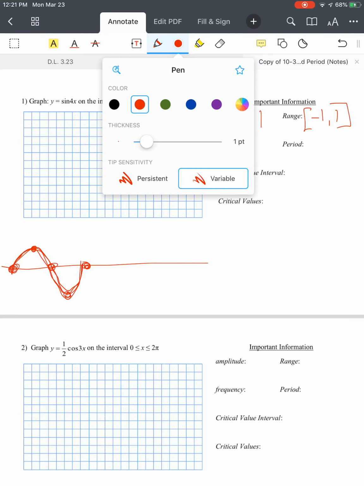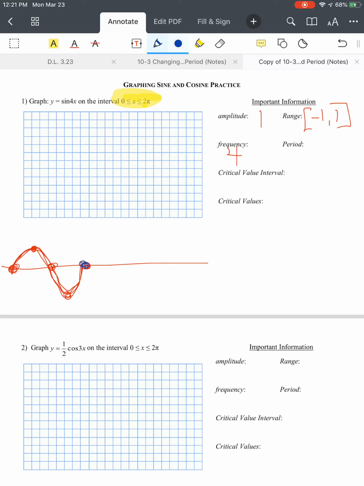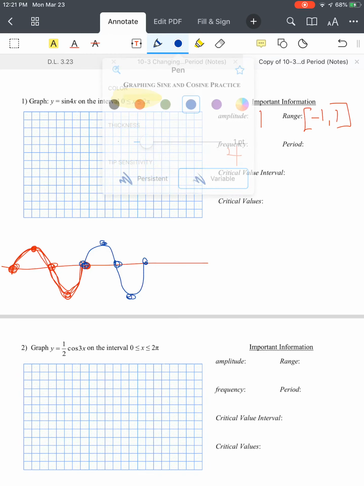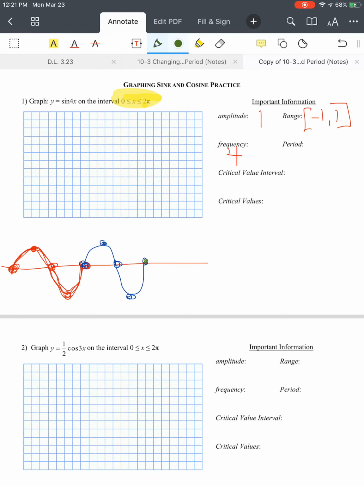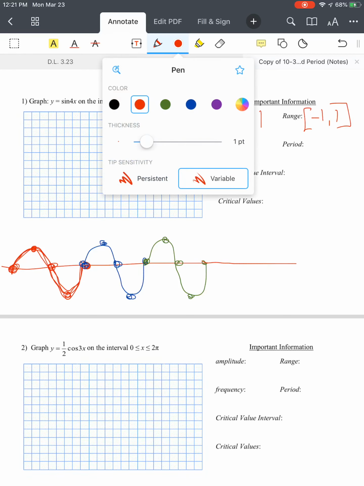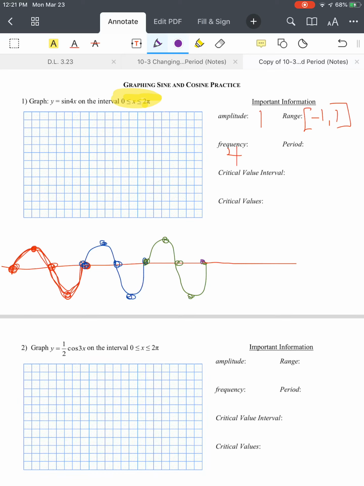Let's keep going. Let's look at what another cycle would look like. So we would do the same: midline, highest, midline, lowest, midline. That's 2 cycles of sine. Midline, highest, midline, lowest, midline. That's 3 cycles of sine. And let's do that 4th cycle. Midline, highest, midline, lowest, midline.